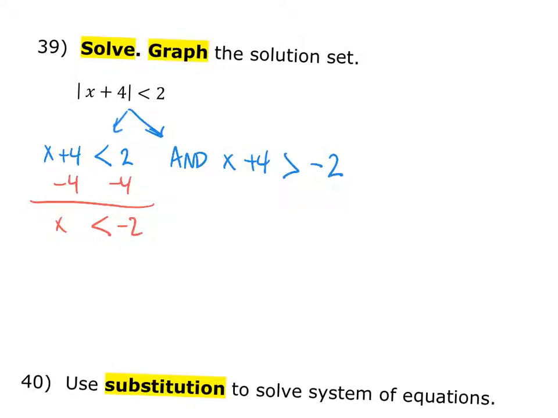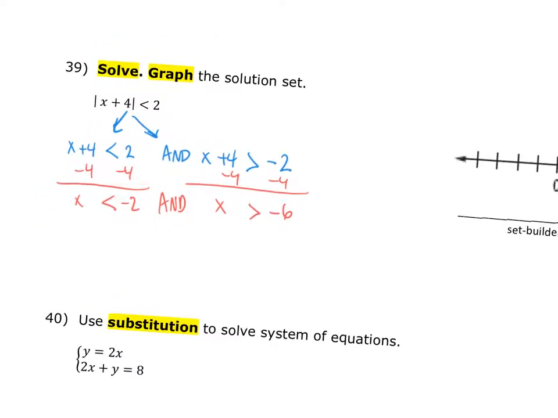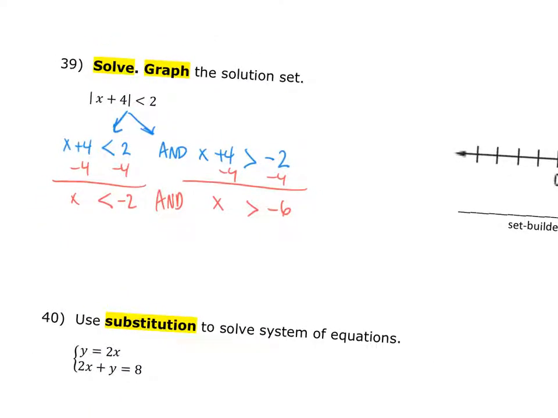X is less than negative 2, and x is greater than negative 6. Because it's an and, you have to know how to write it properly together as a compound inequality. And means that you're right in the middle, right in between. So we know that x is between negative 6 and negative 2, because negative 6 is the smallest one, and it's always pointing to the less thans.